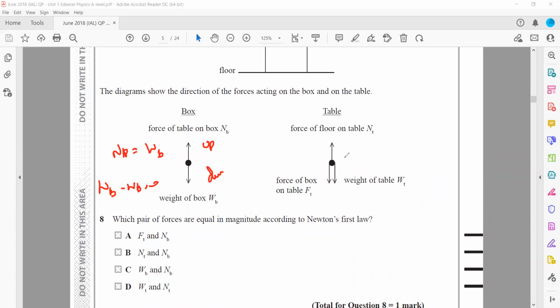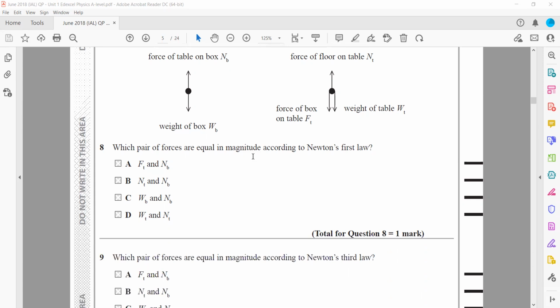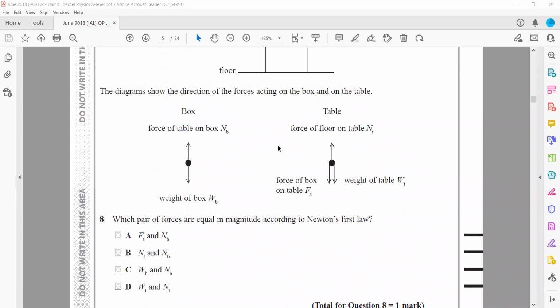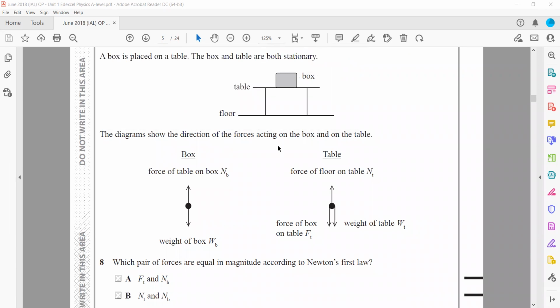when we are writing for the table, as the table is also stationary, there should be, for example, the weight of the table downward and the force of the box on the table. But they did not mention any force related to the floor, so we cannot use this for a relation. That's why for the box, there should be no resultant force according to Newton's first law. Then we want to identify which pair are equal in magnitude and opposite in direction. So for Newton pair forces, the downward force by the box should be equal to the upward force on the box.